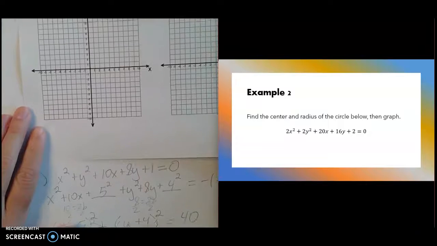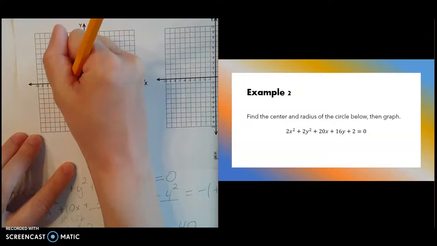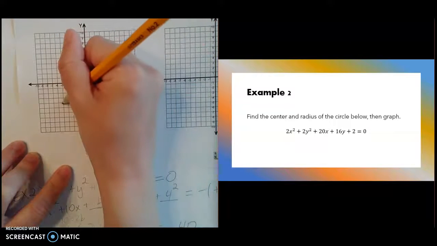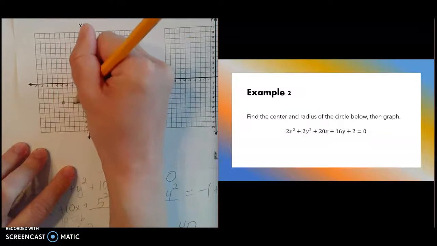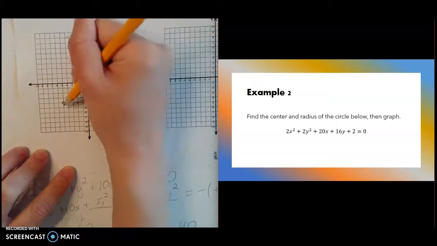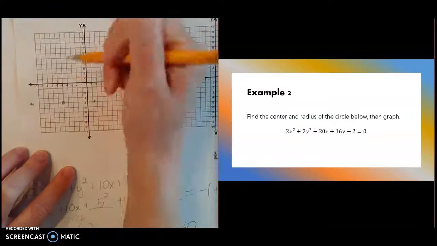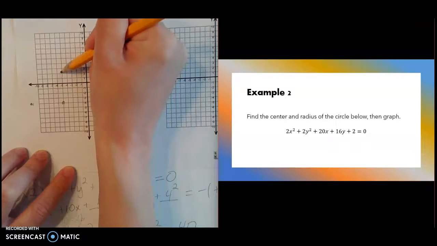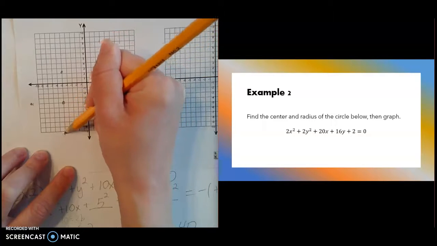So if I need to graph this one, I would just plot the center, -5, -4. And then the radius was about 6.3. So what I'm going to do is from that center go about 6.3 in each direction. So to the right, I'm going to go 1, 2, 3, 4, 5, 6, and 0.3 is a little less than half. I'm going to go left, 1, 2, 3, 4, 5, 6, and a little bit more. I'm going to go up, 1, 2, 3, 4, 5, 6, and a little bit more. And I'm going to go down, 1, 2, 3, 4, 5, 6, and just a little bit more.